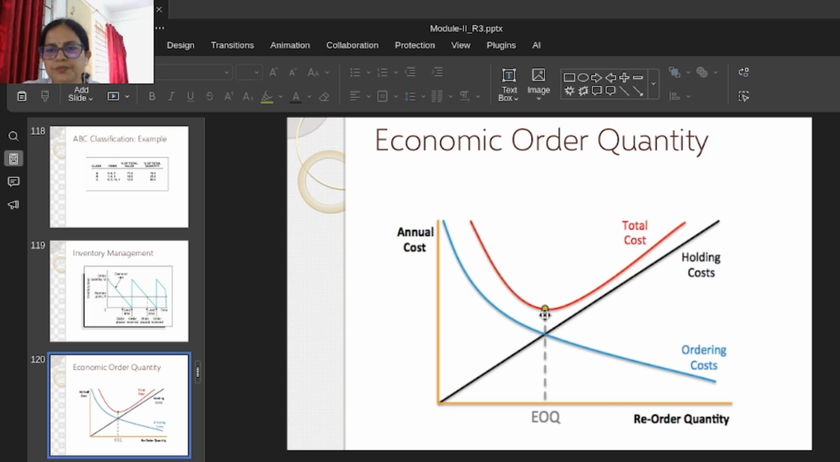When we draw a straight line from here, it will meet the x-axis at this point. And this point is nothing but the Q star, or economic order quantity, as we say. This is called economic order quantity or Q star. So EOQ is the amount that we need to order so that our cost will be optimized.